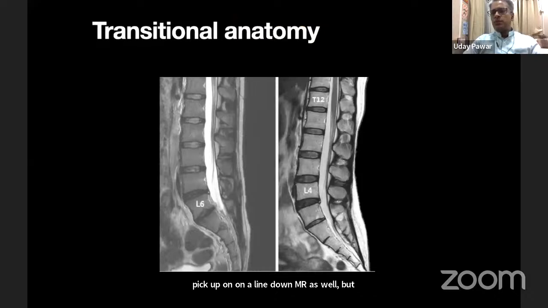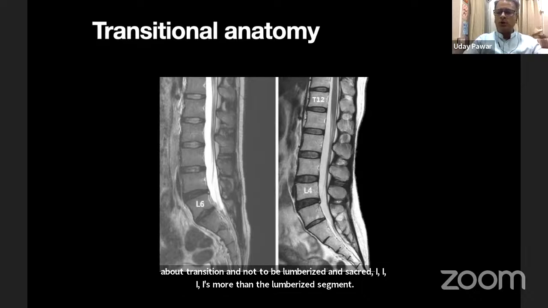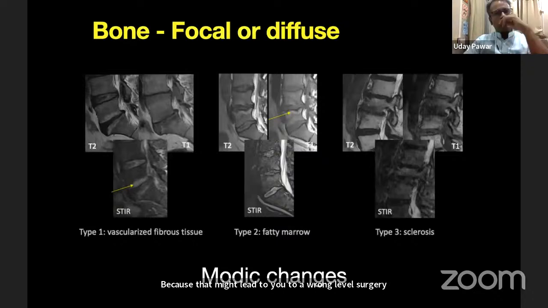And also you should know about the transitional anatomy, especially sacralization. Especially if you're going to operate on the patient, you should be knowing about transitional anatomy, lumbarized and sacralized. Sacralized more than the lumbarized segment, because that might lead you to a wrong level surgery. So you should be knowing about these things.